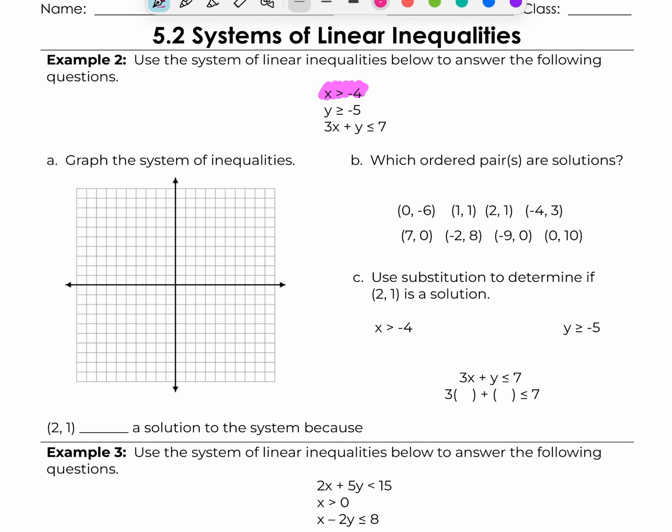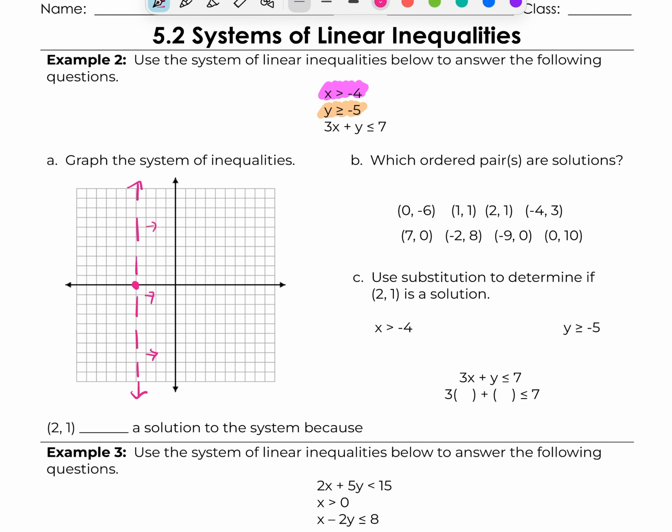Change my color. And that is a greater than symbol. So I'm going to shade mine a little bit differently. Instead of having all the colors, I'm just going to draw some arrows for now, and I'm only going to shade in my final region.